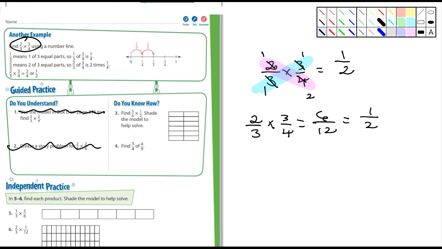Number 3, find 5/6 times 1/2 and shade the model to help solve. Okay, so find 5/6 times 1/2. So how many in one row here? How many do we have here? We have 1, 2, 3, 4, 5, 6. So we got to shade 5/6 of those. So 5/6 of this whole piece here would be all of this. Okay, so there's 5/6 of the whole shaded.